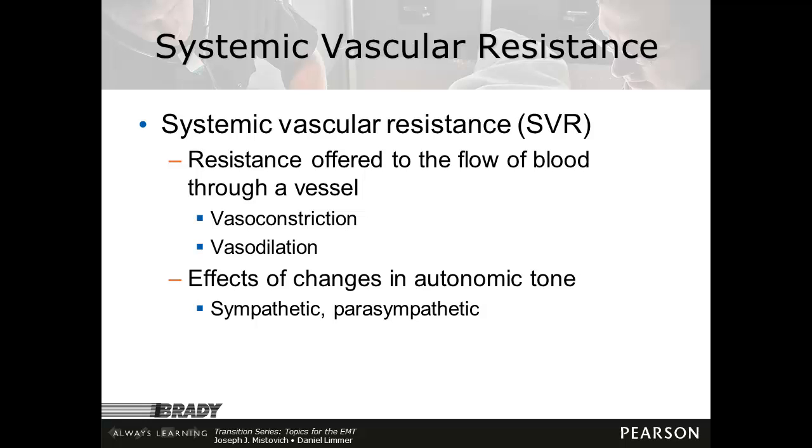It's also affected by changes in autonomic tone. Sympathetic tone, the fight or flight reflex, causes the heart rate to go up and the peripheral arteries to constrict. Parasympathetic tone causes the heart to slow down and allows the capillary beds to relax and open and allow blood to flow through them. These systems are referred to as the fight or flight and the rest and regenerate systems.